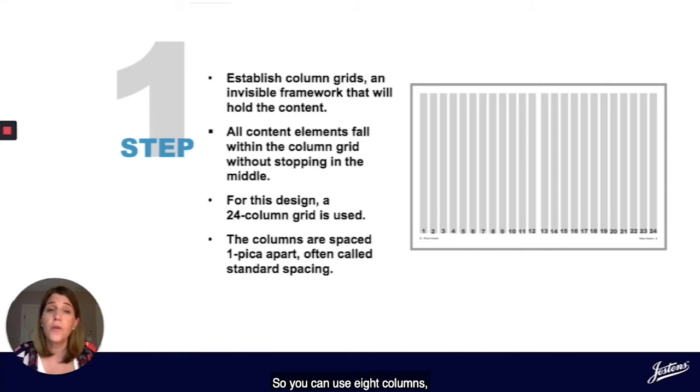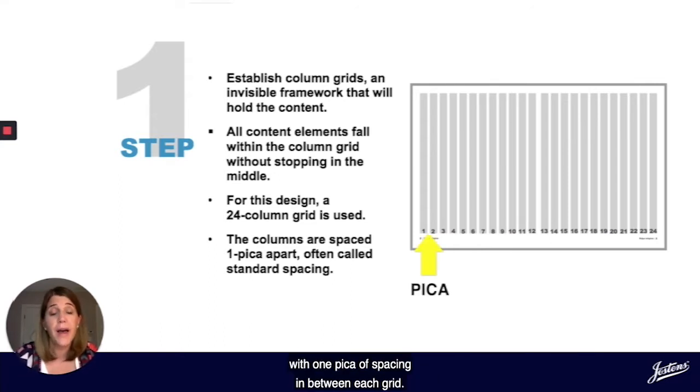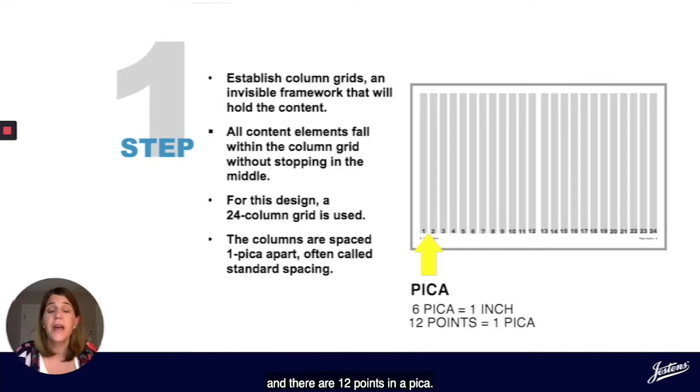So you can use 8 columns, you can use 10 or 12 columns. This layout's going to use a 24-column grid setup with 1 pica of spacing in between each grid. So a pica is the unit of measurement in the printing industry. So if you hear me use that term, there are 6 picas to an inch, and there are 12 points in a pica. It's just a small little square that helps to create consistent internal margins between elements on my spread.